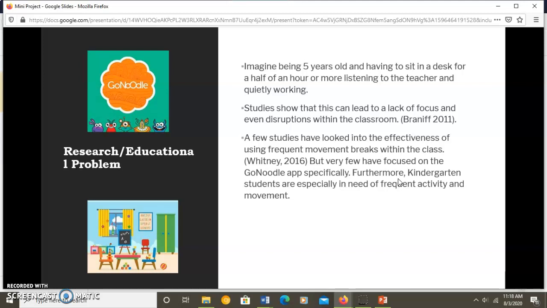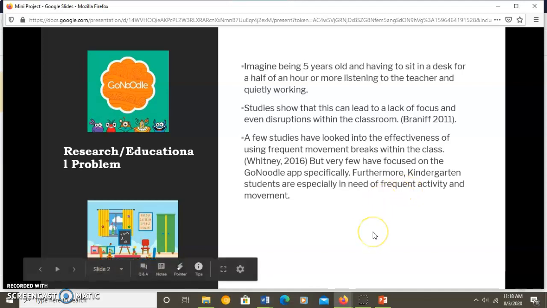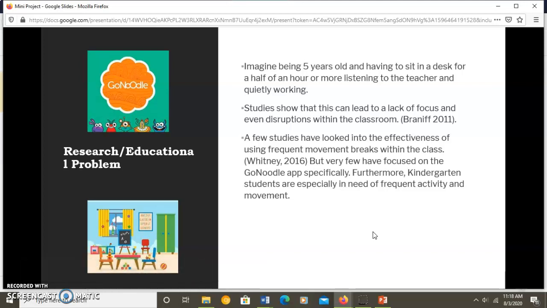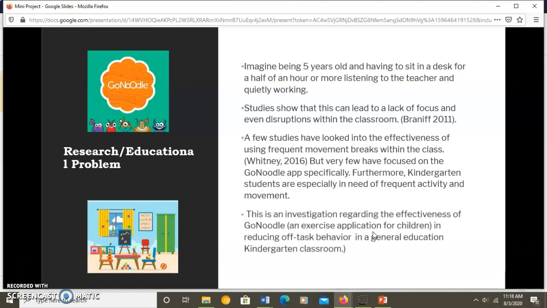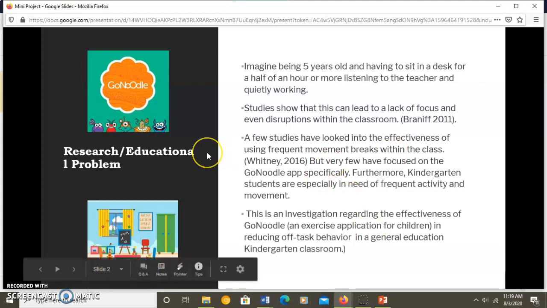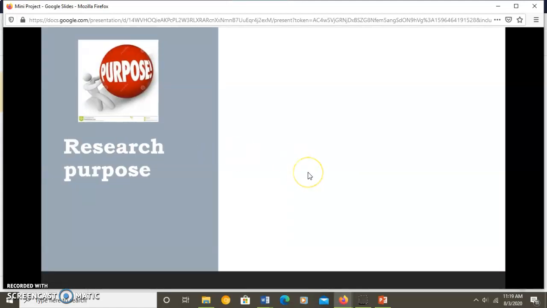A few studies have looked into the effectiveness of using frequent movement breaks within the class, but very few have focused on using the Go Noodle application specifically. Furthermore, kindergarten students are especially in need of frequent activity and movement, and so we're focusing on that population for our study. This is an investigation regarding the effectiveness of using Go Noodle, an exercise application for children, in reducing off-task behavior in a general education kindergarten classroom.